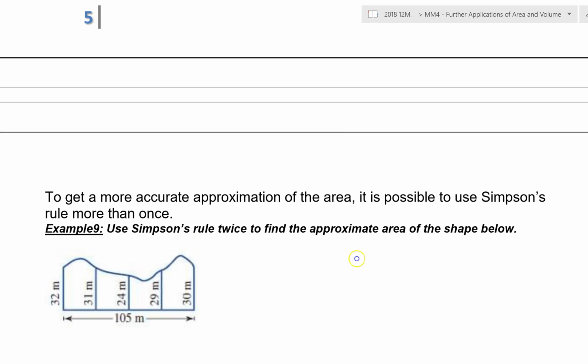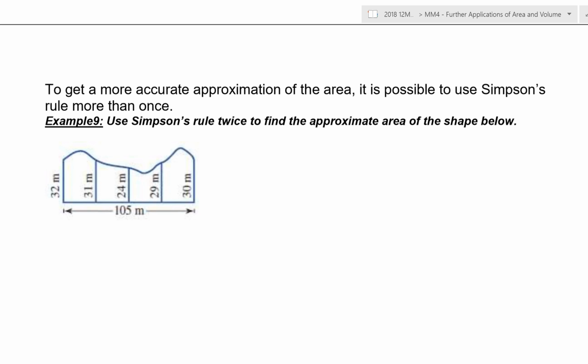Now, we could, right, take an area like this and use Simpsons rule more than once. In general mathematics, mathematics general, you only ever need to use it up to twice. You don't need to use it more than twice. Okay, now what that means is I'm just going to have this one here.